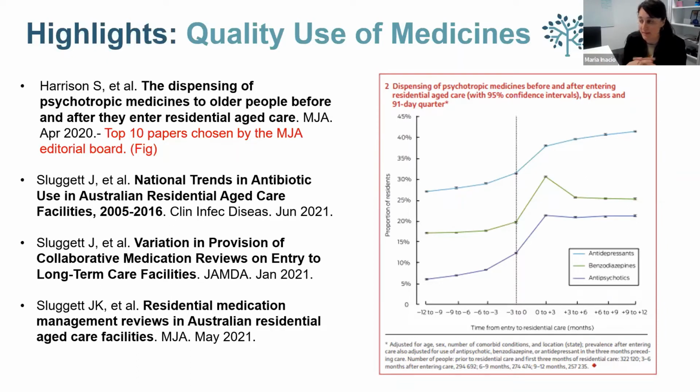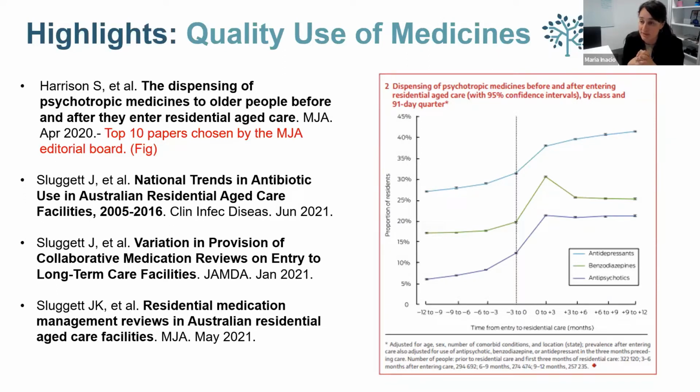And what we found is that that is true. In the year leading up to entry into permanent care, there was an increase in the use of psychotropic medicines, but there is a marked increase, even more so, in that first 90 days after entering care, which then plateaus. So it never actually goes down. We provided that information to the Royal Commission. We also published that in the Medical Journal of Australia.